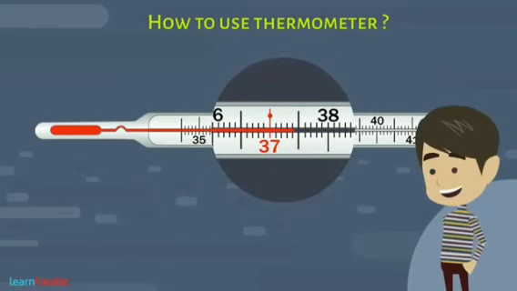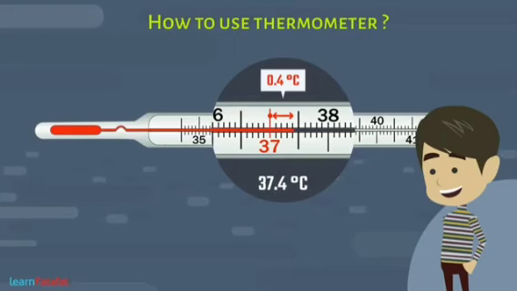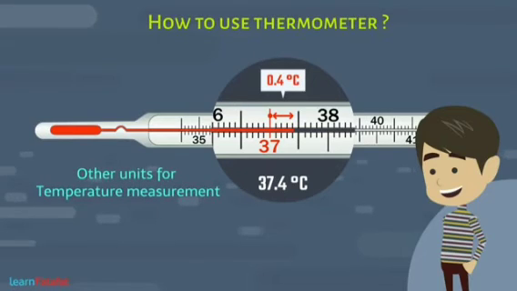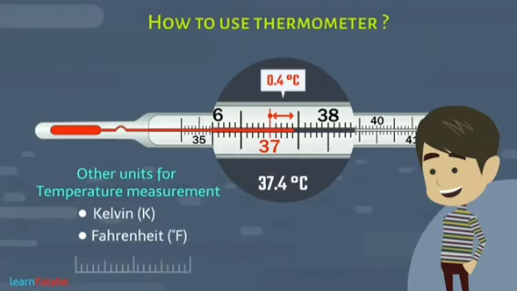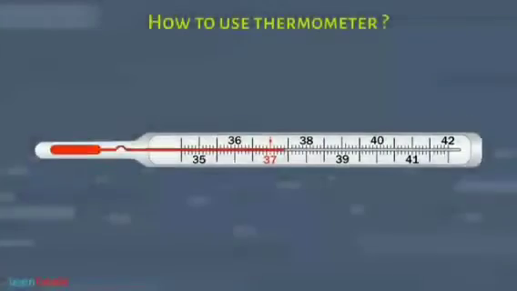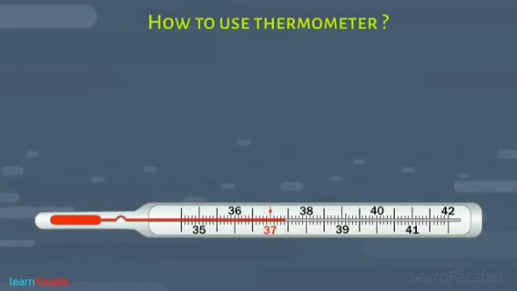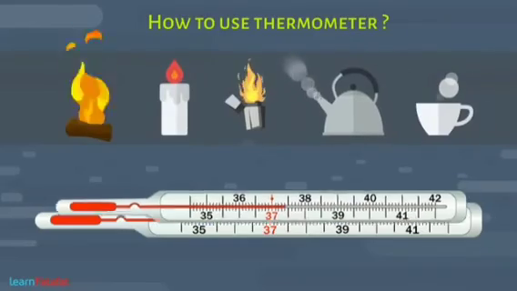Here is a sample value which is showing 37 degrees Celsius and 0.4 degrees Celsius, that is 37.4 degrees Celsius. For temperature measurement, there are units other than Celsius, such as Kelvin and Fahrenheit. Their scales also vary from that of the Celsius scale. Always remember, never use a clinical thermometer for measuring the temperature of hot objects other than the human body.